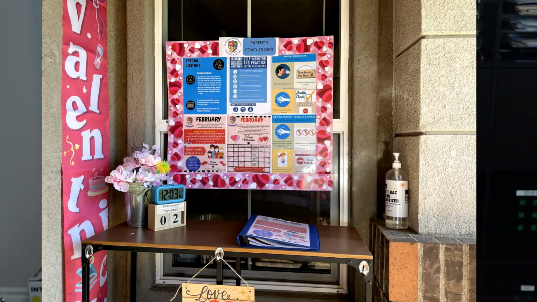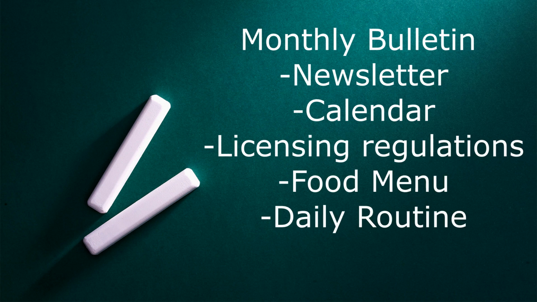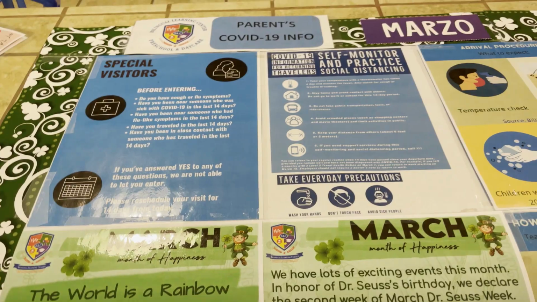Another way to communicate with your families is by having a bulletin. A bulletin is a visual tool to communicate with all your families. You can communicate any important news about your program. You can also put your newsletter, your calendar, any new regulations from the CDC, the new menu, and also your routine. Every month I change the posters. I also change the borders. And I do all this so I can communicate way better with my families.